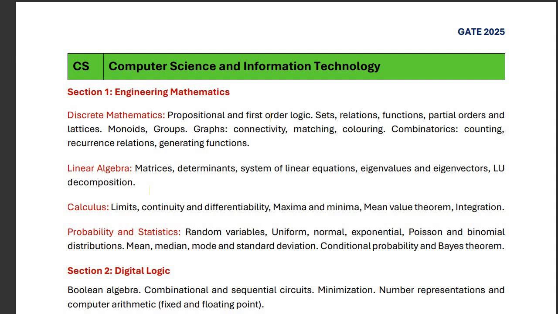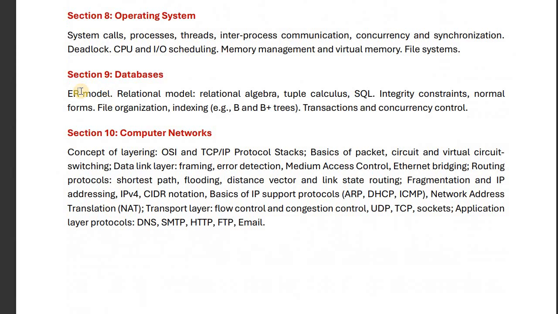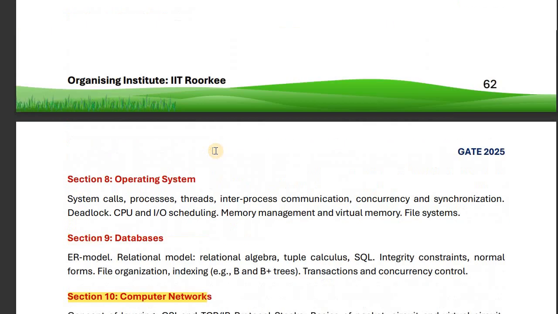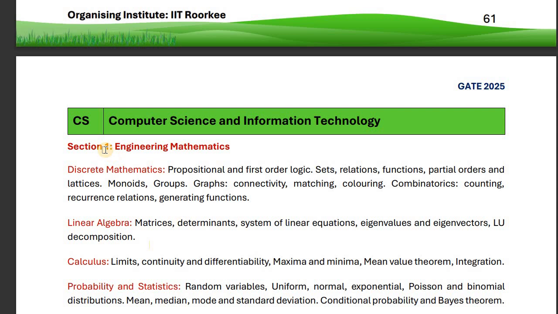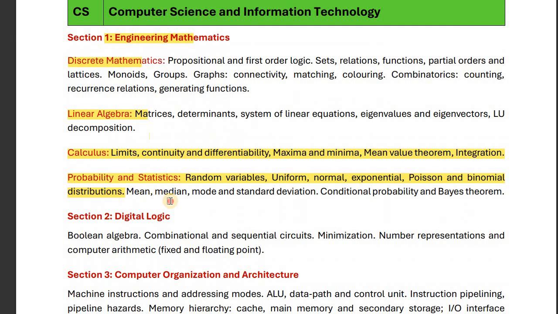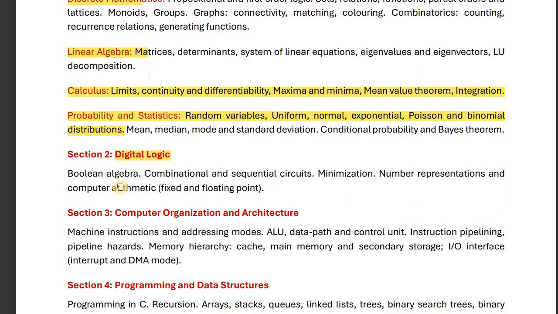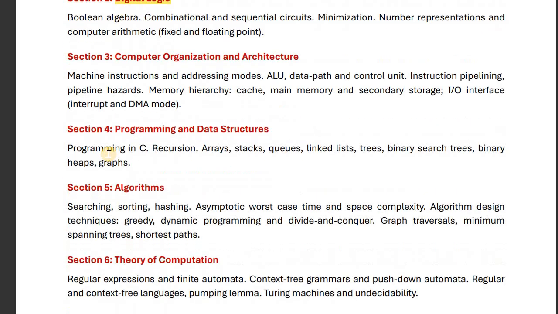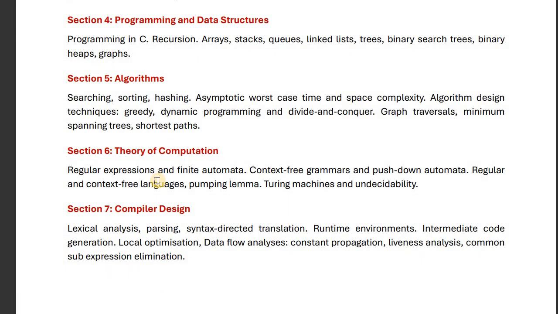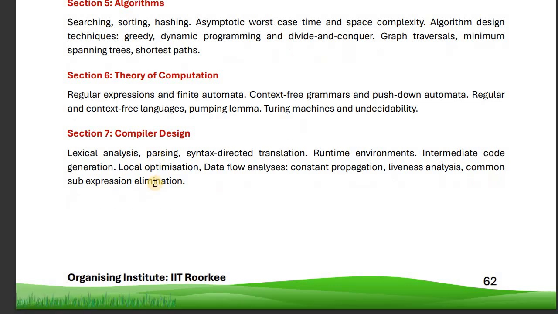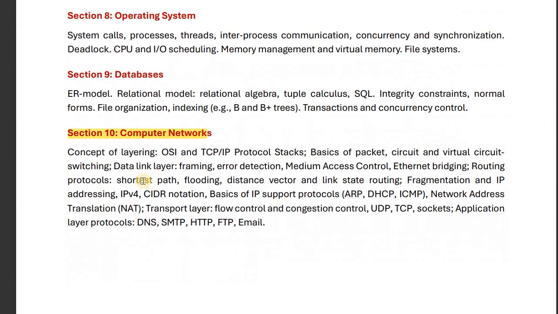Hello friends, we already know that GATE registration has started. So here is a roadmap for CS IT students for the GATE exam. There are 10 subjects for the GATE exam. The first one is engineering mathematics, which includes discrete mathematics, linear algebra, calculus, and probability and statistics. Then digital logic, computer organization and architecture, programming and data structures, algorithms, theory of computation, compiler design, operating system, database, and computer network.